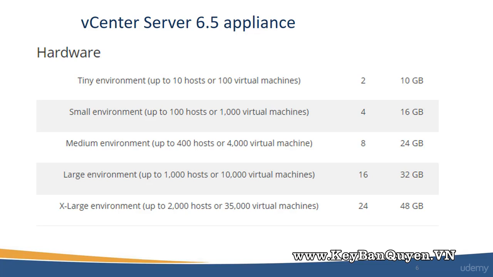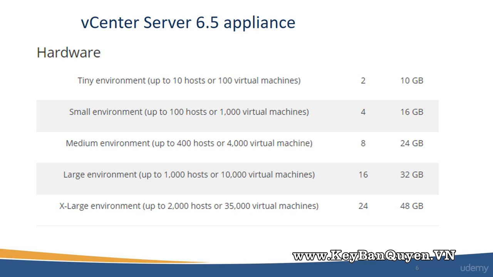We use only 2 hosts, maybe 3 hosts, and less than 15 virtual machines. So we need the tiny environment hardware requirement. That means we need only 2 CPU and 10 gigabytes. But in the real environment, you can install the vCenter server inside a machine with only 8 gigabytes. With 8 gigabytes, your installation completes successfully. But here the requirement is 10 gigabytes to work without any problem.